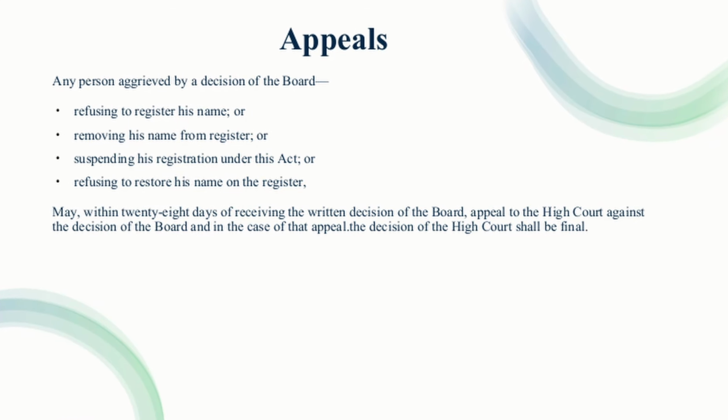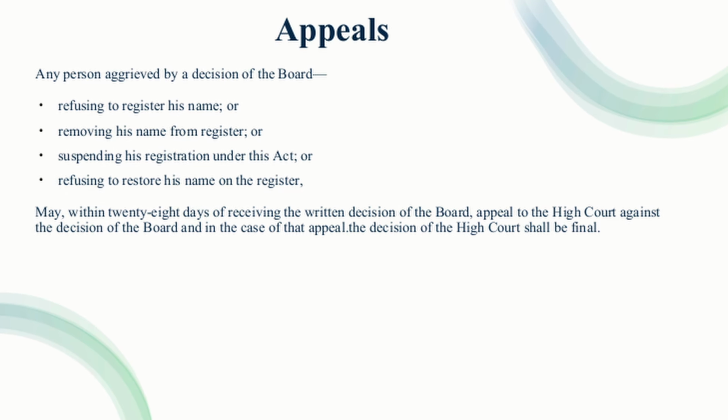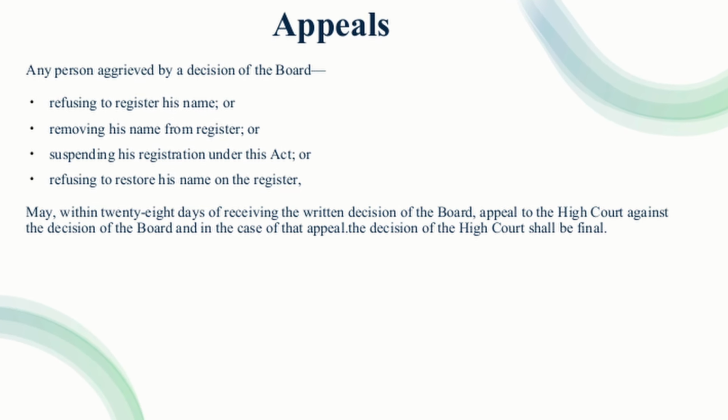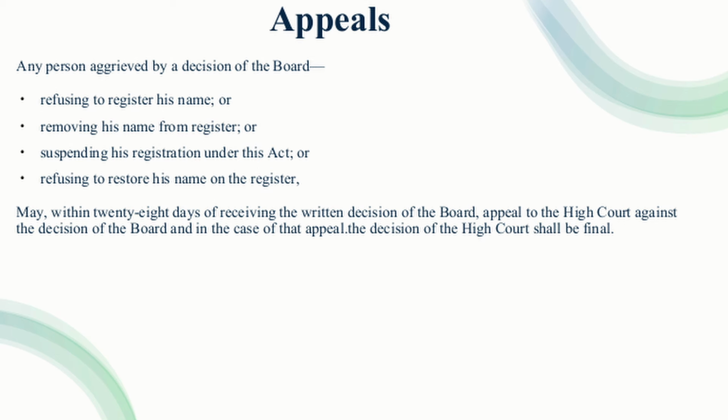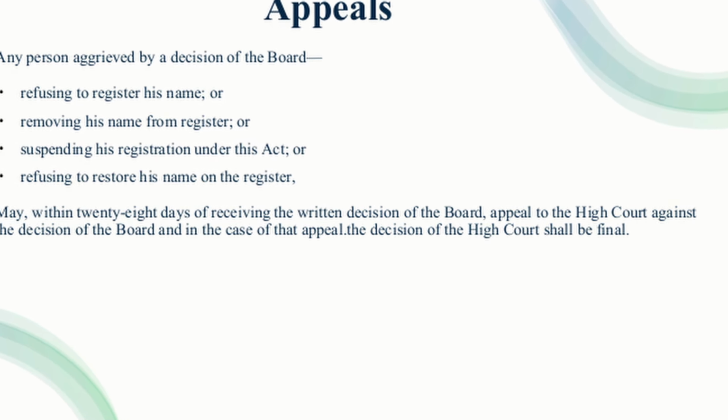Now, let's take an instance where you've been aggrieved by an action of the board. Either the board has refused to register your name, they've removed your name from the register, they have suspended your registration, or they have refused to restore your name in the register. You may, within 28 days of receiving the decision of the board, appeal to the High Court against the decision of the board. This is a good thing. The decision of the board is not final, and you can always appeal to the High Court to have the decision of the board reviewed.